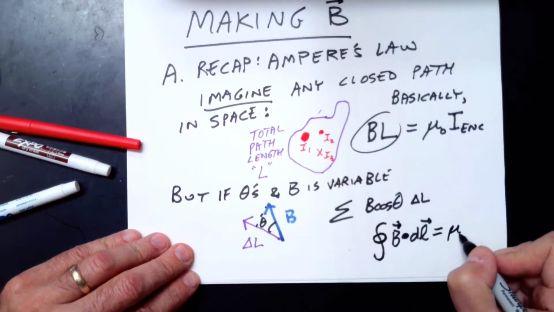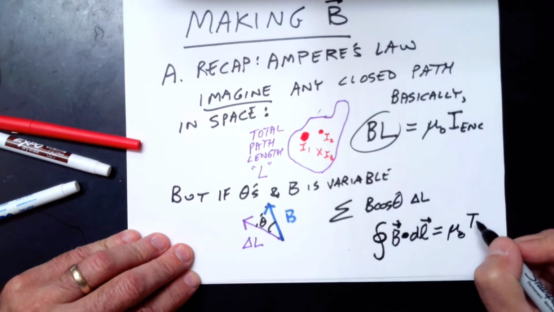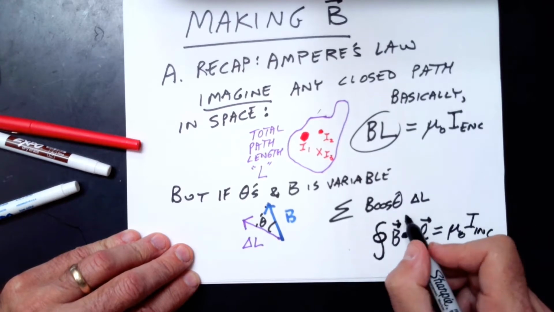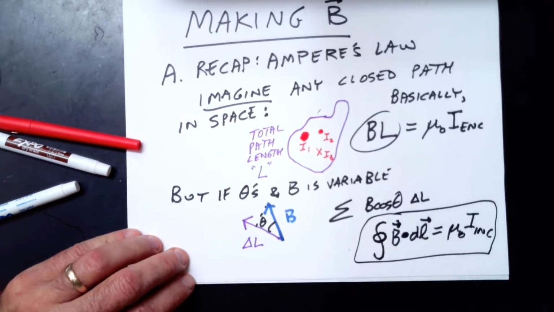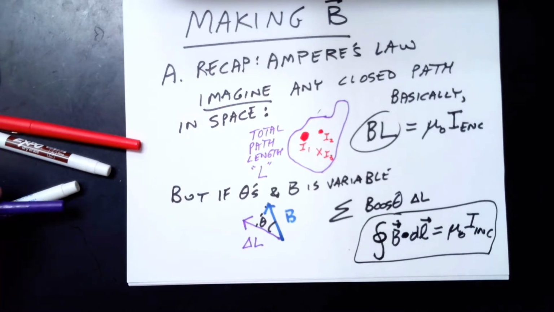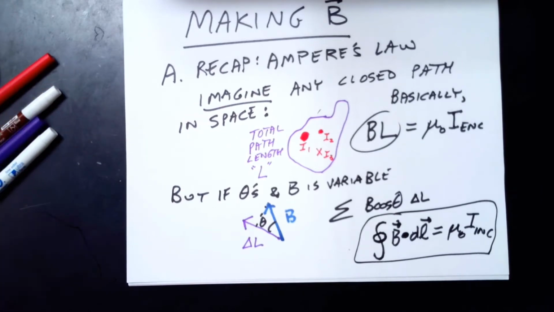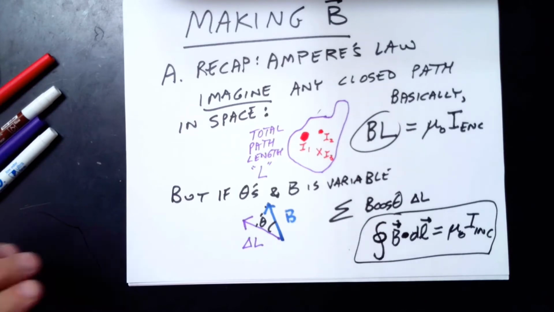That will equal a constant times the total amount of current that is enclosed by that path. That's called Ampere's law, and we consider it a law of nature, absolutely true no matter what path shape you pick. This will be true.